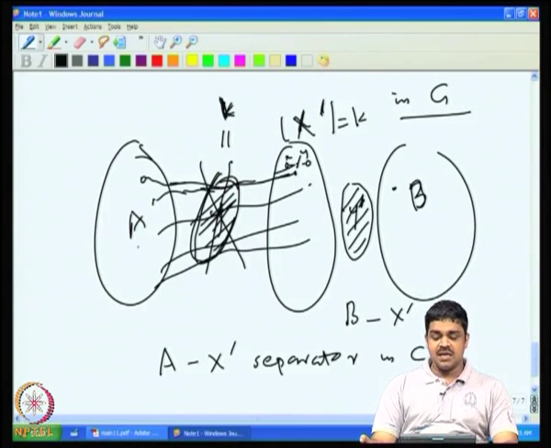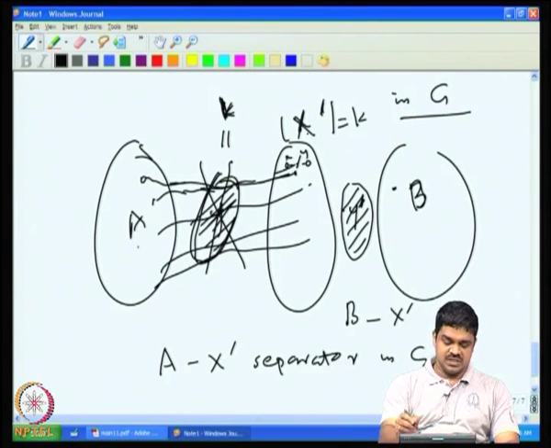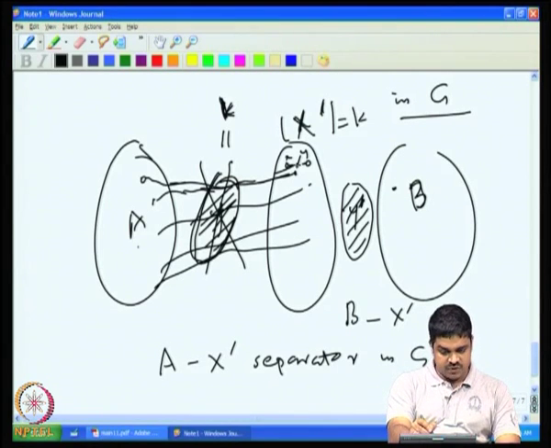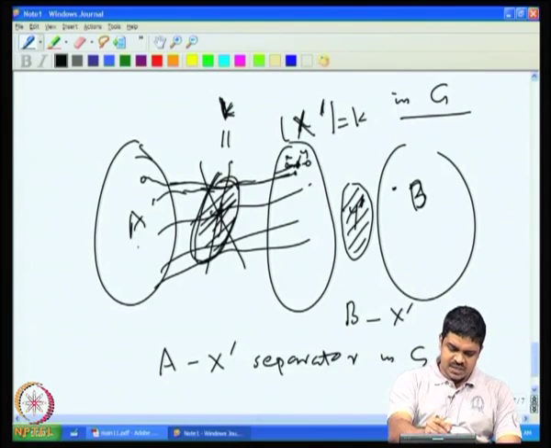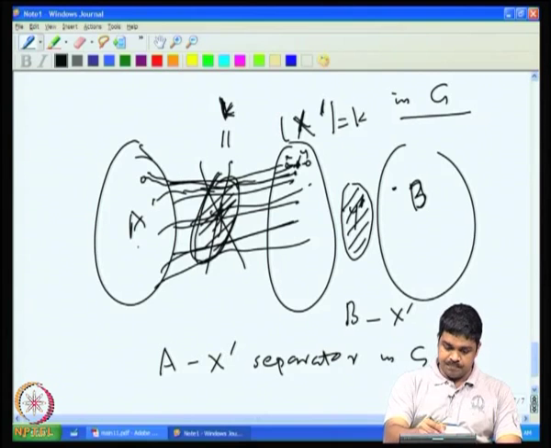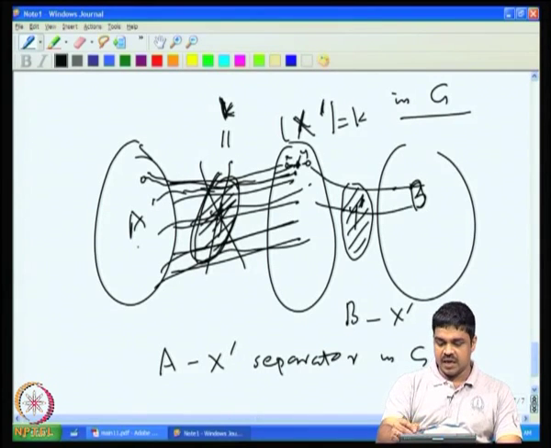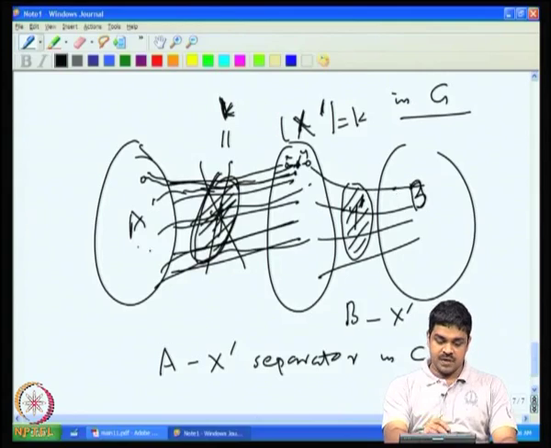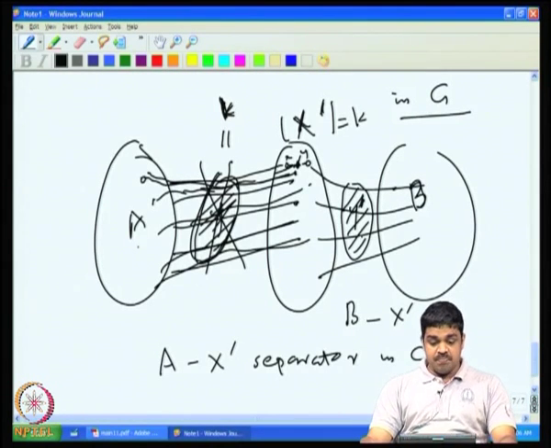Now, we can apply the induction hypothesis here for G dash, because we have removed this one edge, the x y edge. Then there are k disjoint A x dash paths coming from A to x dash, and k disjoint B x dash paths coming from B to x dash. Similarly, k A x dash disjoint paths are available, that is by induction.